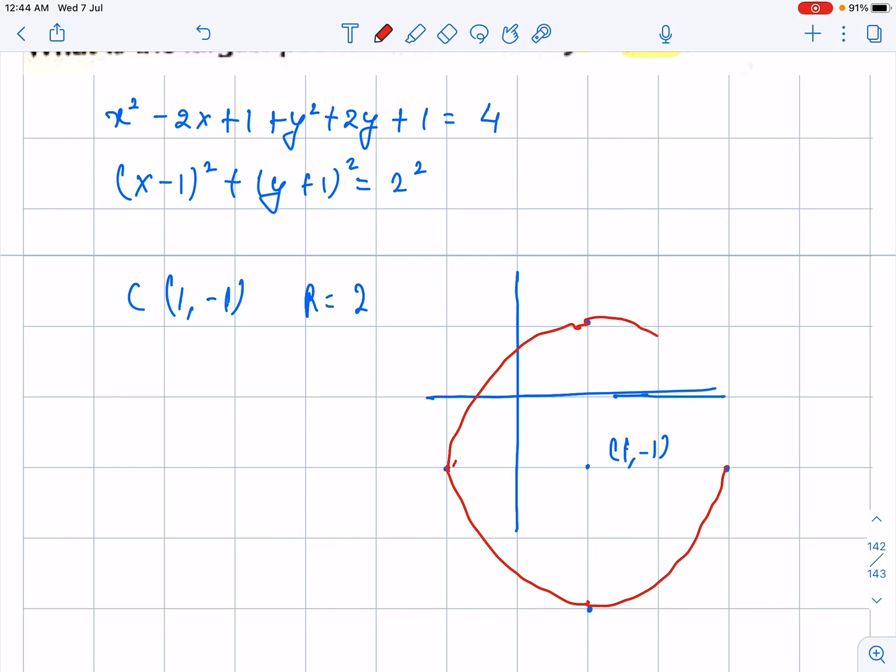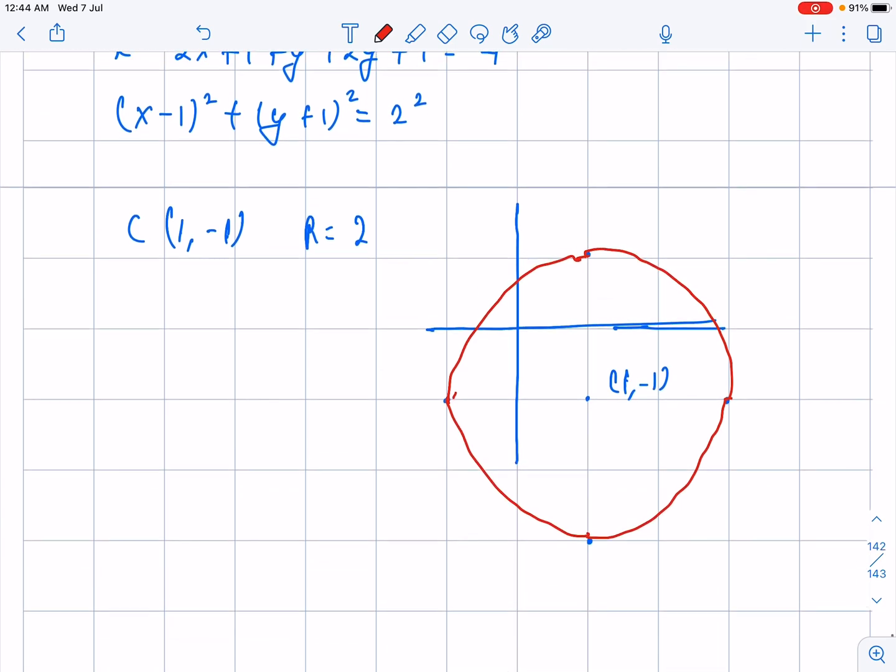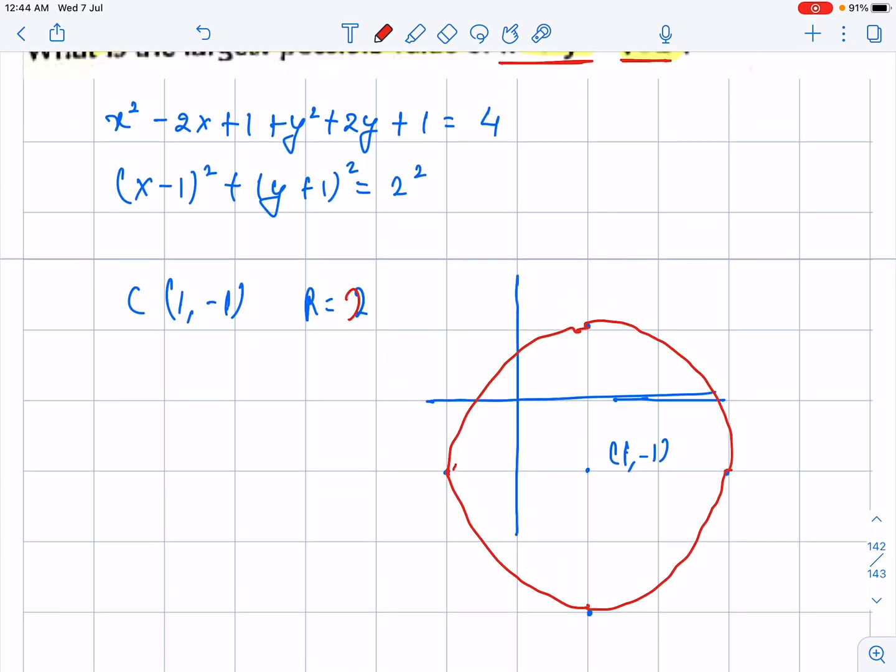Now guys, we want the maximum value of this. Okay, maximum value of what? x² + y² − √32. That means the point (x, y) is lying on a circle with center (1, −1) and radius 2. When will it be maximum? Guys, they are asking me to compute the distance from the origin.